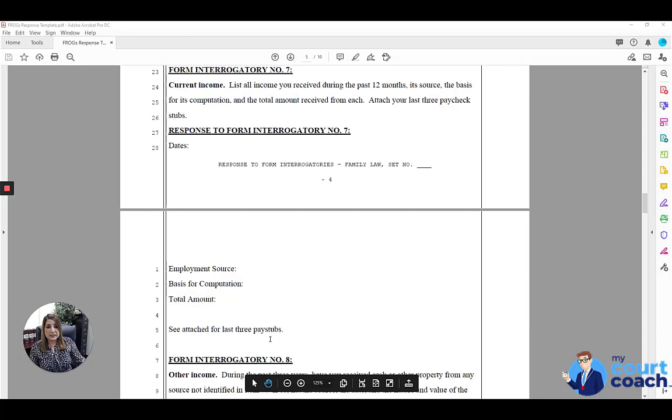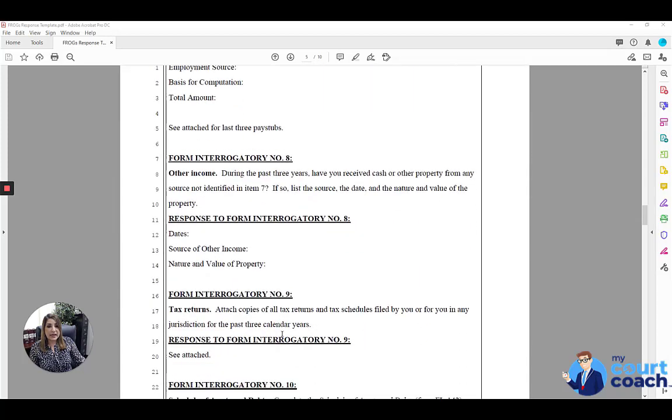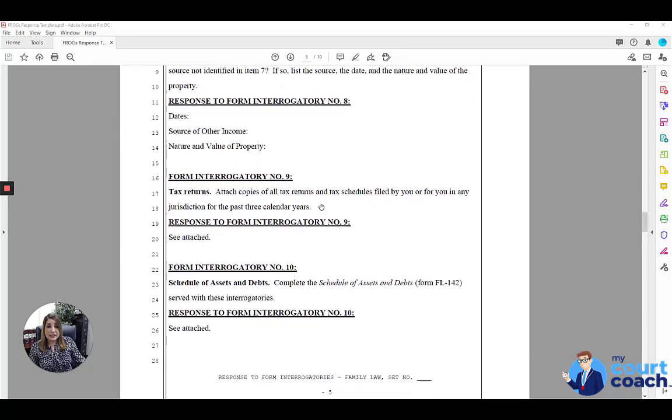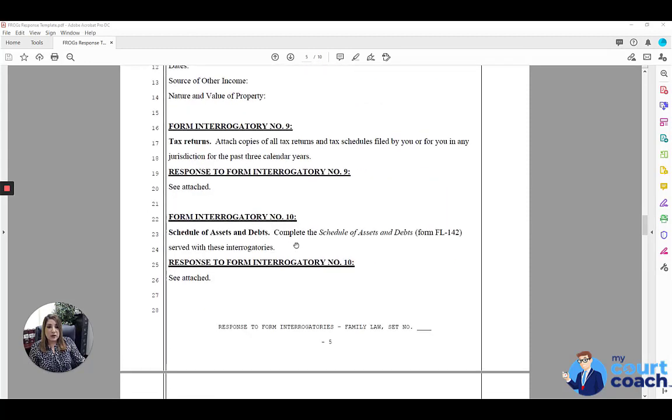Whenever there's a document being attached to this, I like to identify it in the response. So you can see I wrote see attached for last 3 pay stubs. Item 8, similar. It's just asking for the same information, but regarding other income that is not disclosed above. Item 9 is asking you to attach your last 3 years of tax returns. Again, see attached. Same with item 10.